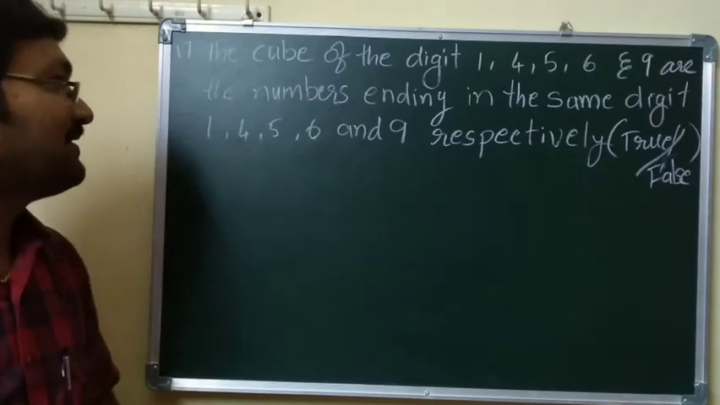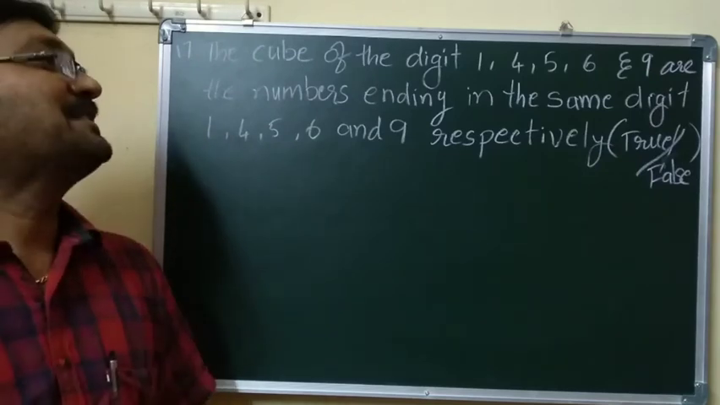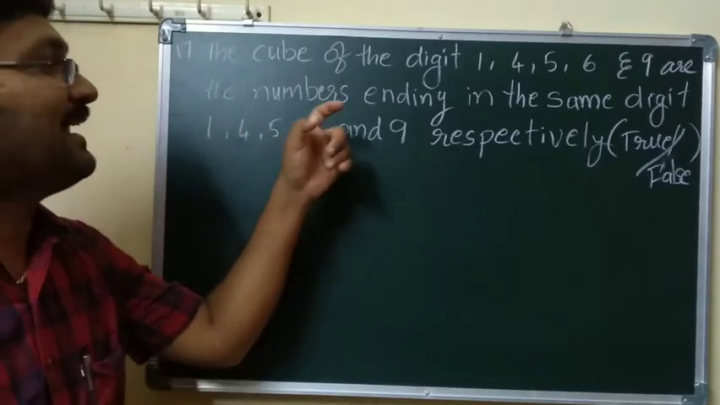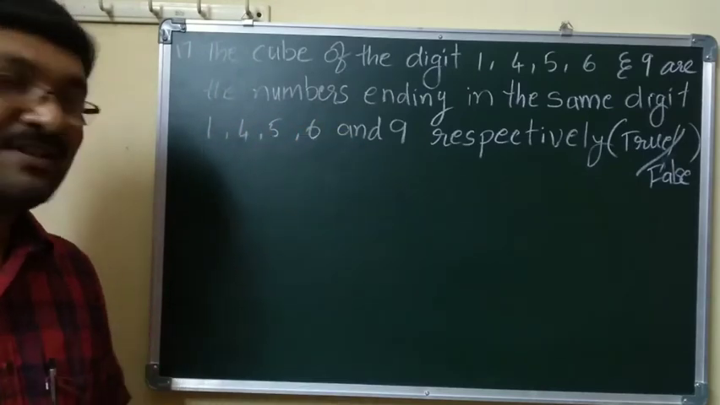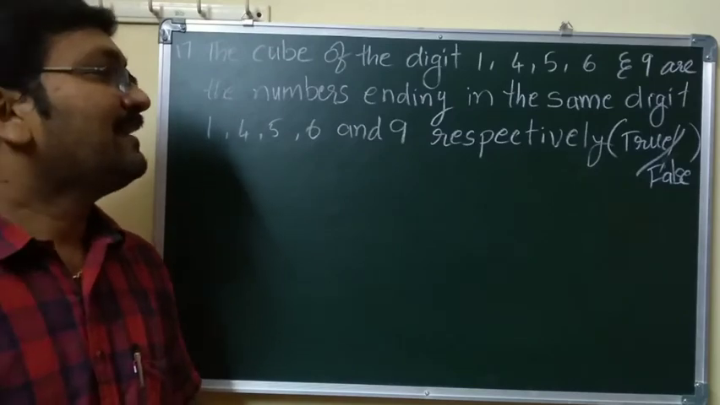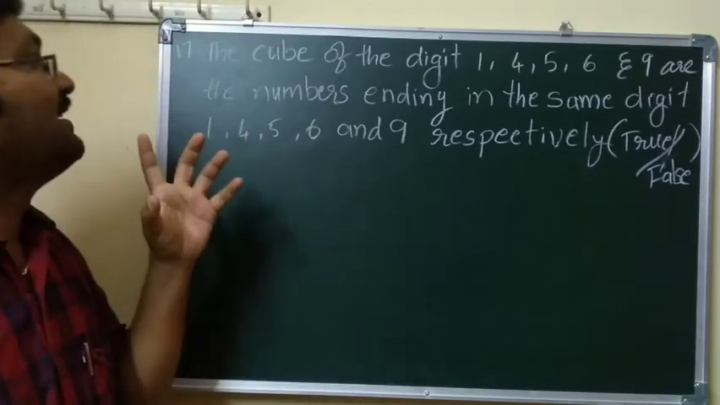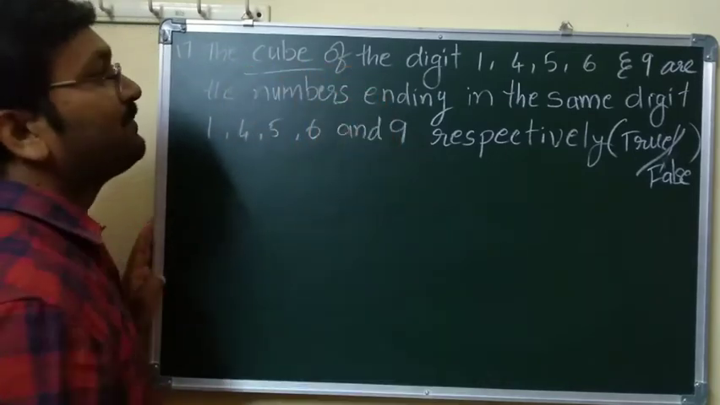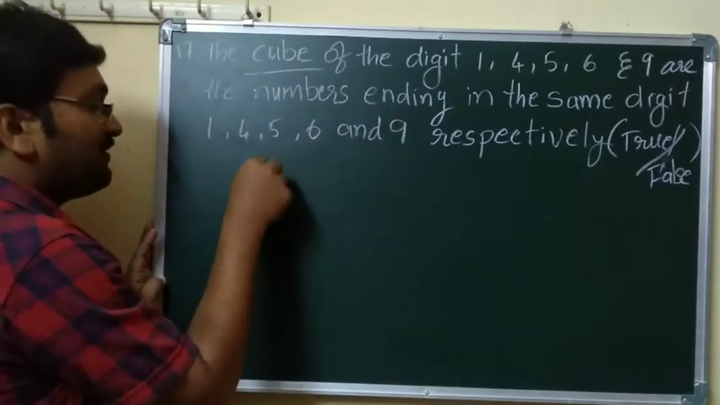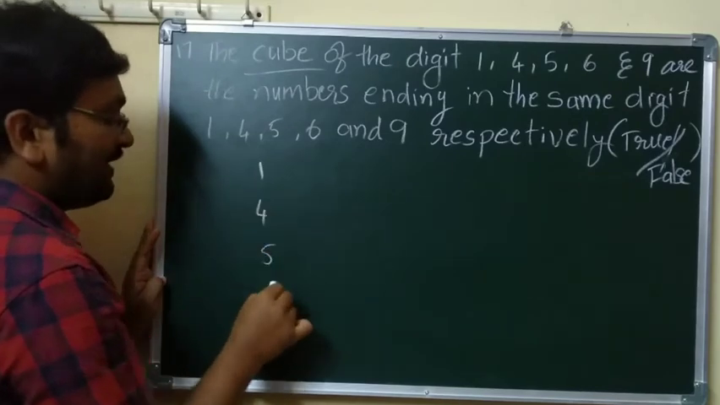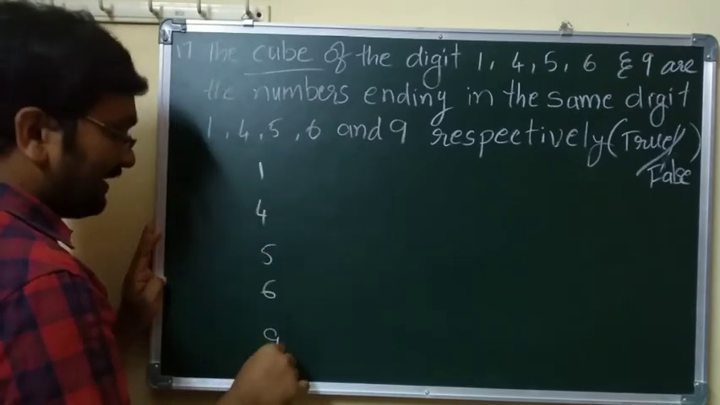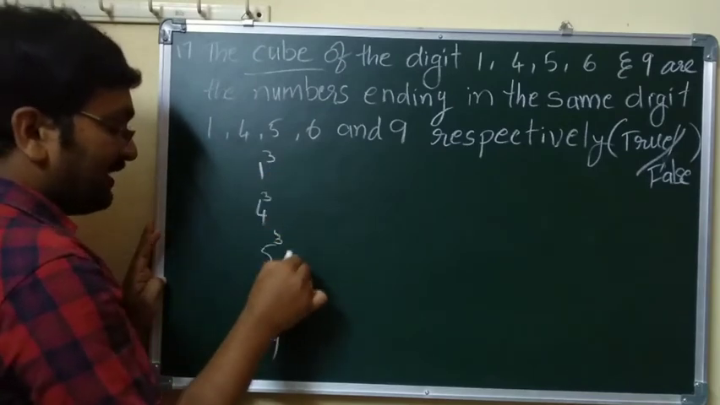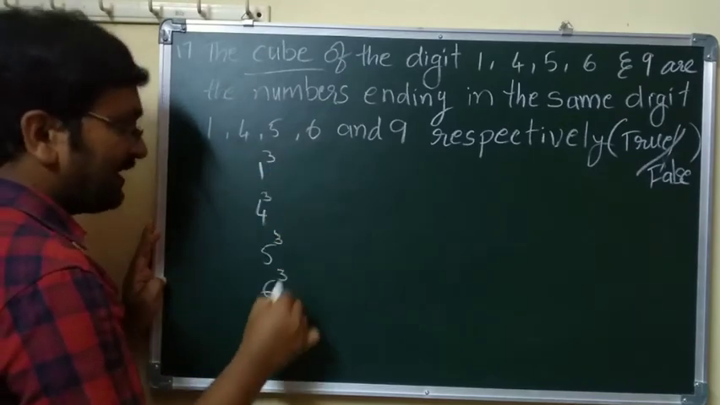So here, the 17th one: the cubes of the digits 1, 4, 5, 6, 7, 9 are numbers ending in the same digit, that is 1, 4, 5, 6 and 9 respectively. So what is the logic here? First we go for the logic. Here the cube: I will wait for the 1, 4, 5, 6 and 9 cube. So 1 cube, 4 cube, 5 cube, 6 cube, 9 cube.